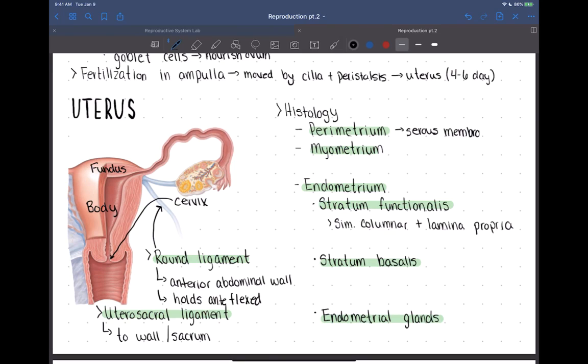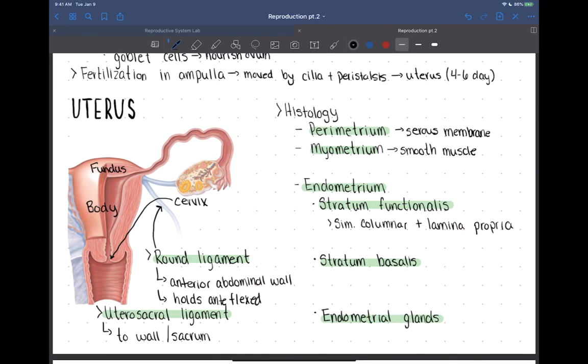All right, so the perimetrium is a serous membrane on the outside. Okay, so it would be out here, right, if we're looking at our uterus. And then the next layer in is this huge, thick layer of smooth muscle. That is called the myometrium. So the myometrium is smooth muscle, and it's a very, very thick layer of muscle.